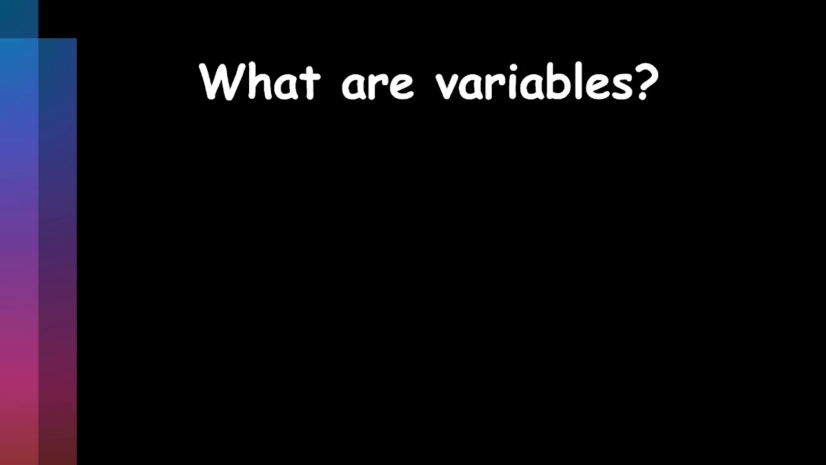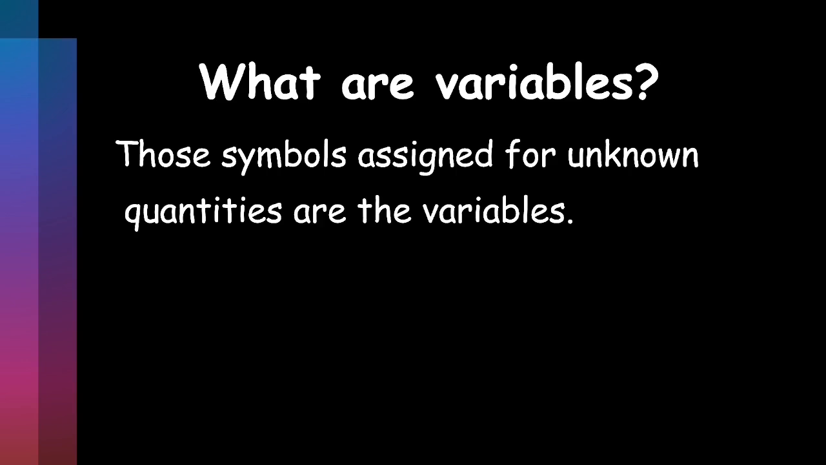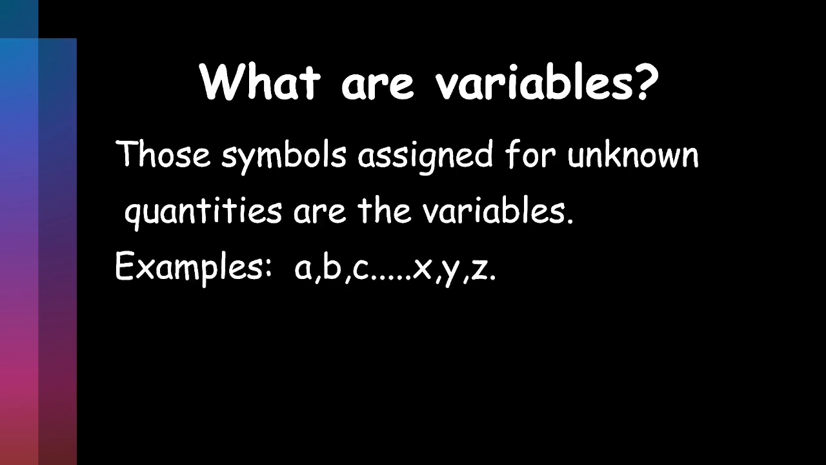What do you mean by variables? When we are using some different symbols assigned for unknown quantities, those are called variables. For example, here a, b, c, x, y, z. Generally we are using those small letters of the English alphabet to express the unknown quantity, and those are called variables.